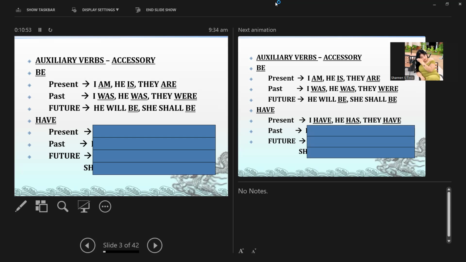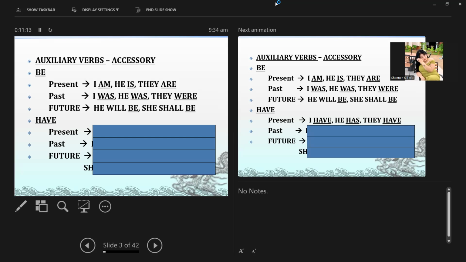So for the future tense naman, we have will be, shall be. Okay? Ma'am, paano naman yung I am going to? Medyo magkaiba yan at nakakalito din, but I will intricately discuss the difference between will and going to later. Okay?